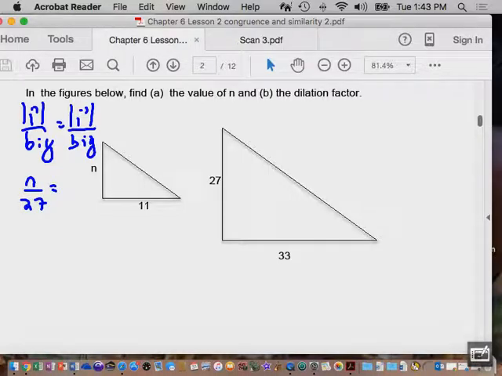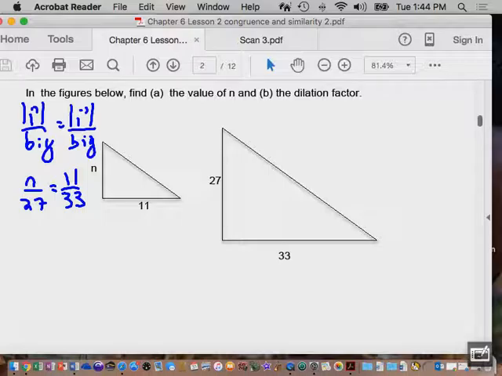All right, Doctor. Now, n is to 27. Now, what's the other side look like? 11 is to 33. Good. Now, if you want to avoid multiplying big numbers, you can always reduce these fractions if it's possible. What is 11 over 33 reduced to?